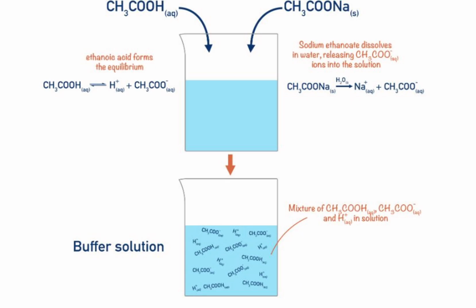A buffer is typically made of either a weak acid and its conjugate base, or a weak base and its conjugate acid. For example, consider a buffer containing ethanoic acid, also called acetic acid, CH3COOH, and acetate ions, CH3COO-. Ethanoic acid partially ionizes in water, establishing an equilibrium, CH3COOH ⇌ H+ + CH3COO-. 2. Adding sodium ethanoate, CH3COONa.